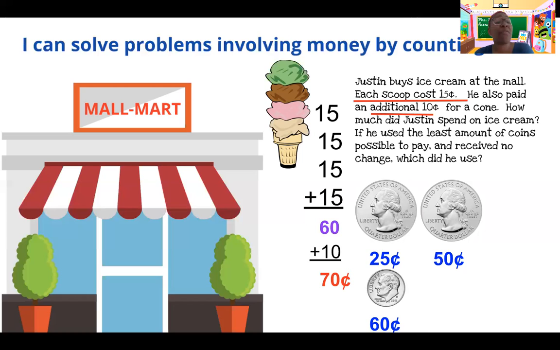So at this point, we've paid for all the ice cream. Could we add another dime without going over? We sure could. 1 additional dime will bring us to 70 cents. So Justin used 2 quarters and 2 dimes to buy his ice cream. That was 70 cents. Great job, middles.